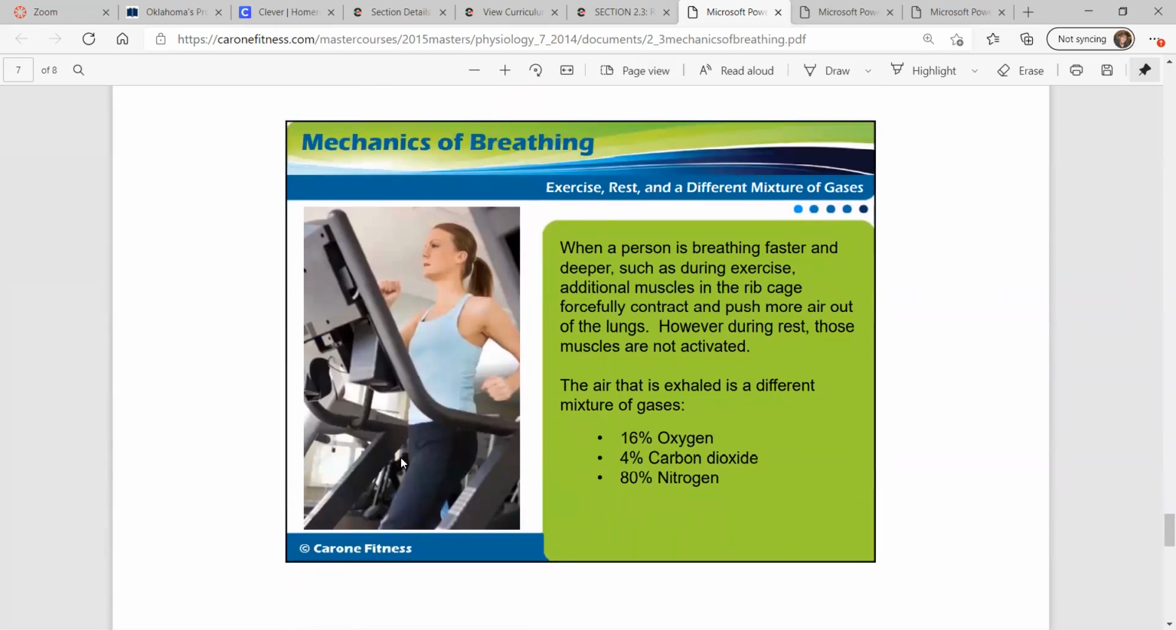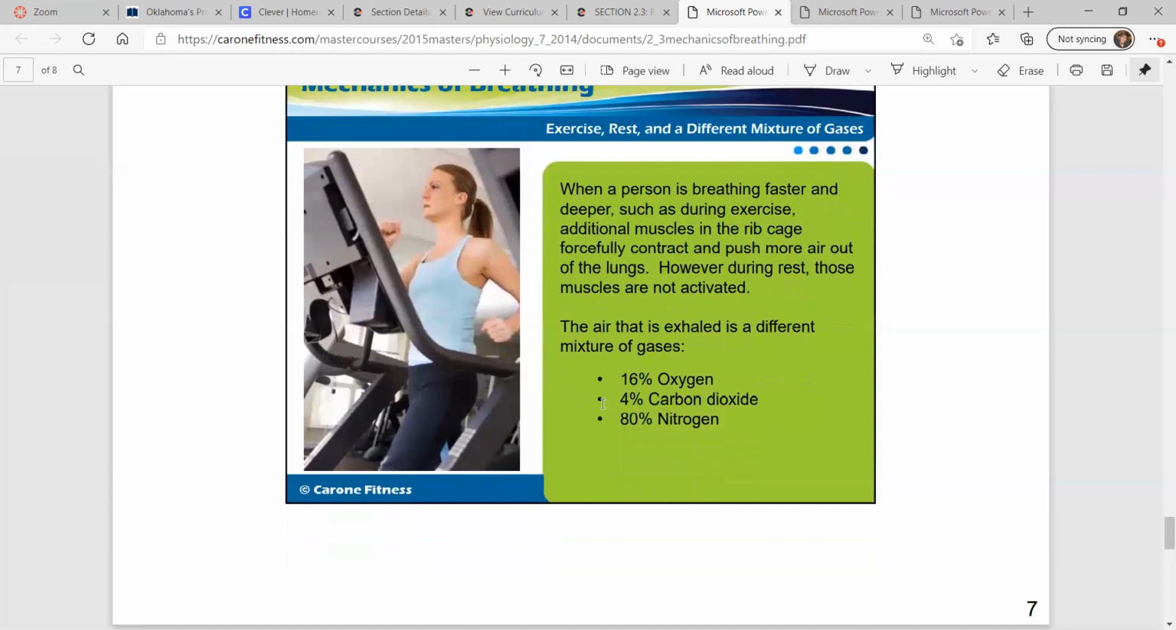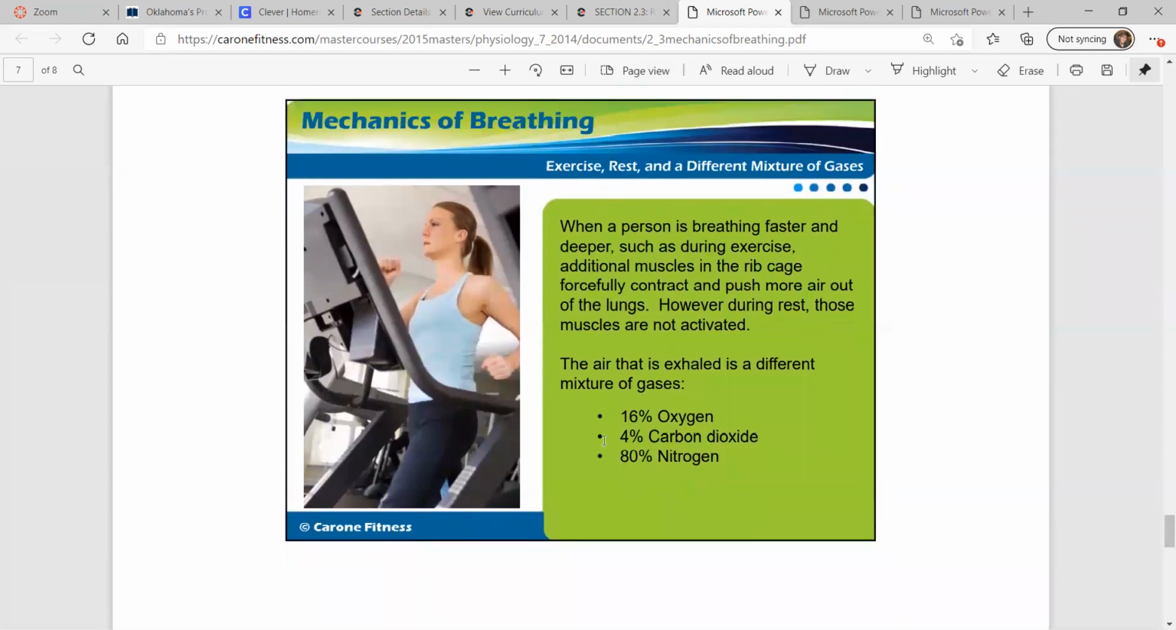Exhalation can also be forceful when a person is breathing faster and deeper, for example, if they're exercising hard. Additionally, muscles in the rib cage forcefully contract and push more air out of the lungs. However, during rest, those muscles are not activated. So your body works harder to breathe if you're straining your body. The air that is exhaled is a different mixture of gases than before. The air you're exhaling is 16% oxygen, 4% carbon dioxide, and 80% nitrogen. So there's more CO2 being exhaled than what you inhaled.